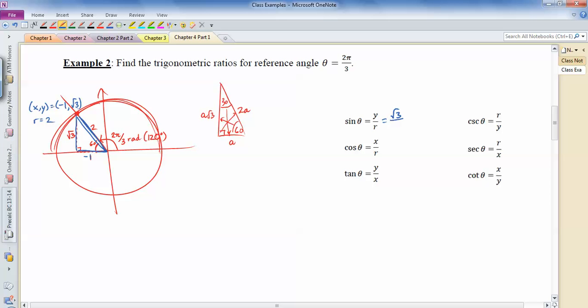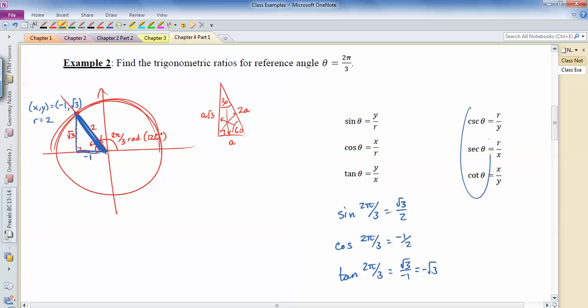So sine of 2 pi over 3. Actually, let me write this out. So sine of 2 pi over 3 is going to be y over r, root 3 over 2. And cos theta, or cos 2 pi over 3 is going to be x over r, so -1 over 2. And tan theta, tan 2 pi over 3, is y over x. Y over x is root 3 over -1, or negative root 3. Remember, tan theta can also be interpreted as the slope of that line. Well, it's down root 3 and over 1, so negative root 3 over 1.